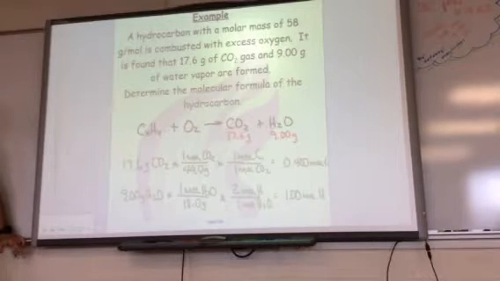There's at least one, and maybe two, combustion problems like this in the exercises at the end of the chapter. So you'll have more practice doing problems like this. And there's more problems like the hemoglobin problems.